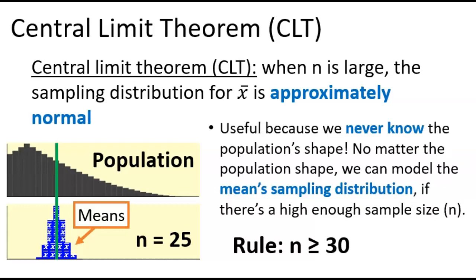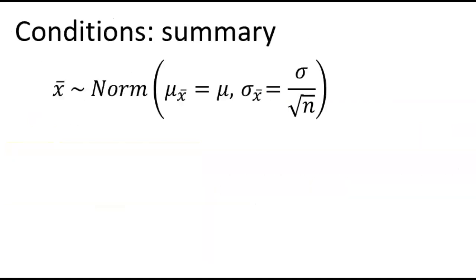So the idea here is, if we can know that it's approximately normal, this is really helpful, because again, we don't necessarily know when we're sampling from a population. We might be able to guess what its shape is, but we're not really sure.